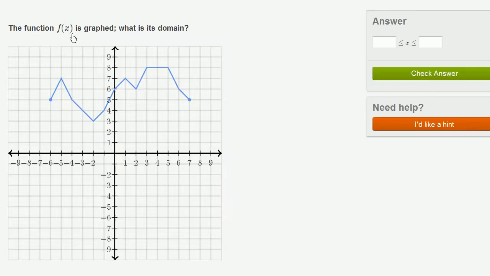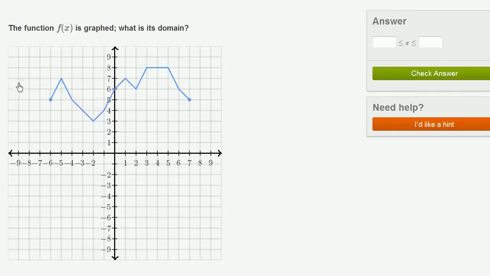The function f of x is graphed. What is its domain? So the way it's graphed right over here, we could assume that this is the entire function definition for f of x. For example, if we say, well, what does f of x equal when x is equal to -9? Well, we go up here, we don't see it's graphed here.